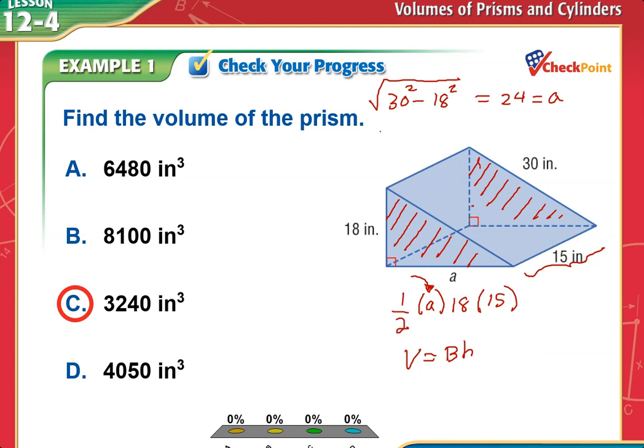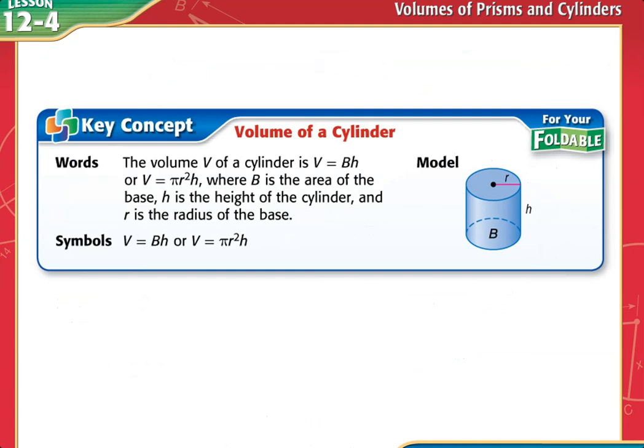Okay, the next key concept is the volume of a cylinder. Now a cylinder is kind of like a prism, except the base, the B part, has a specific shape, and that shape is a circular shape. So we're still going to be using the BH formula, the area of the base times the height. This time the base has a specific equation, that would be pi r squared, which is the area of a circle. So to find the volume of a cylinder, we're going to multiply pi r squared, which is the area of the base, times the height. Now again, that cylinder could be on its side.